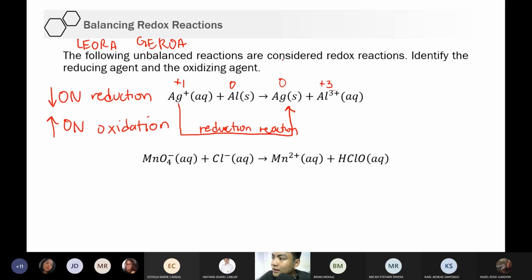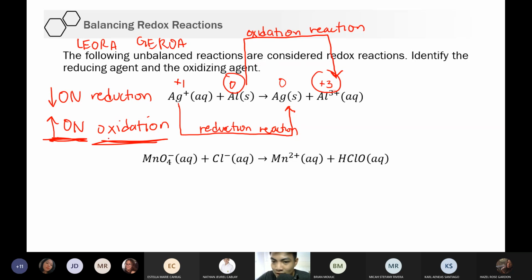Okay, so how about aluminum? What happened to aluminum? Ano sa tingin nyo nangyari kay aluminum? Obviously, kung yung isa na-reduce, ito yung isa oxidized. Okay, obvious naman from 0, naging positive 3. When there is an increase in oxidation number, oxidation reaction tawag doon. Okay? Ayan. Ito yung question mismo. Sino yung reducing agent? Sino yung oxidizing agent?